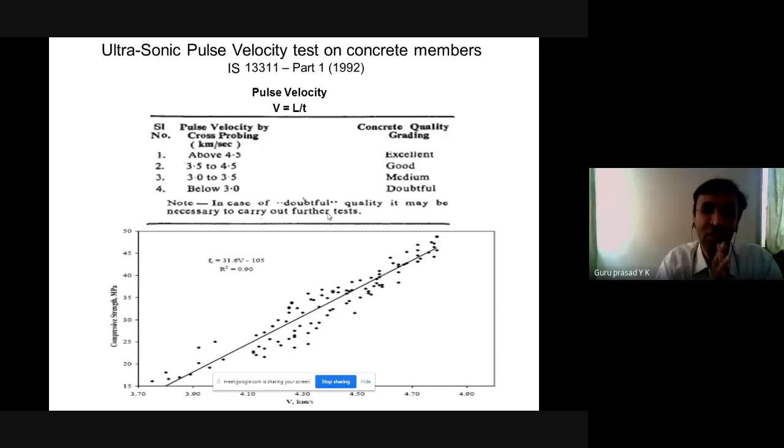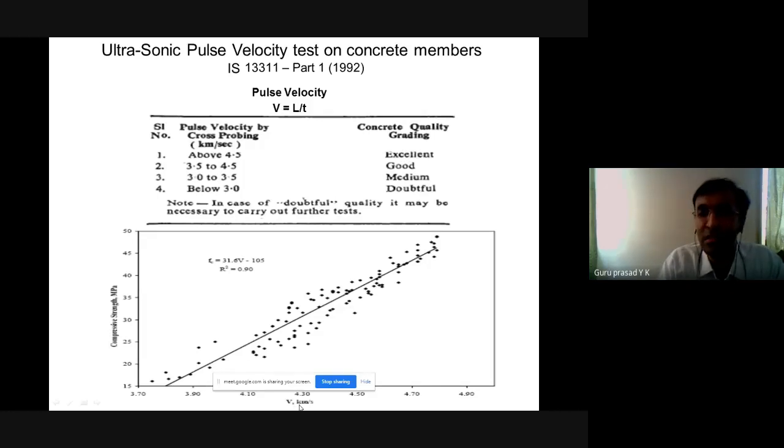So even in this, when we perform this test and get these values, it's nothing like diagnosis. It is nothing but part of structural health monitoring. We go for other tests. Now, I would also like to tell you the compressive strength of the concrete here. Here is a plot of compressive strength of the concrete versus the pulse velocity.